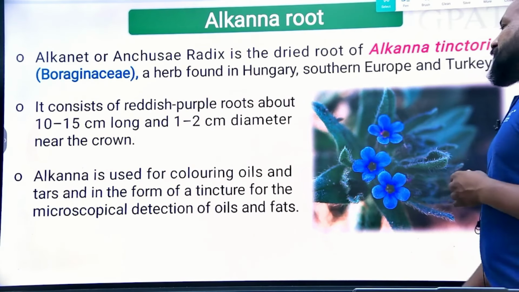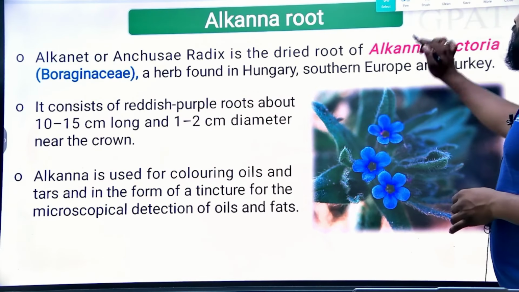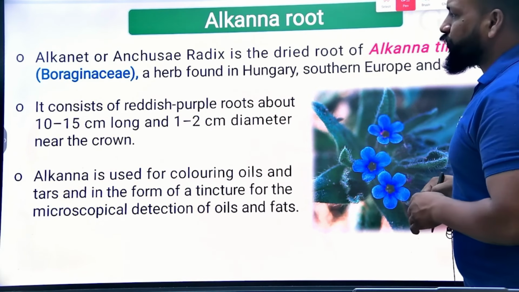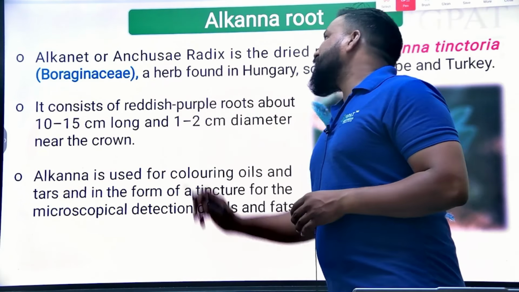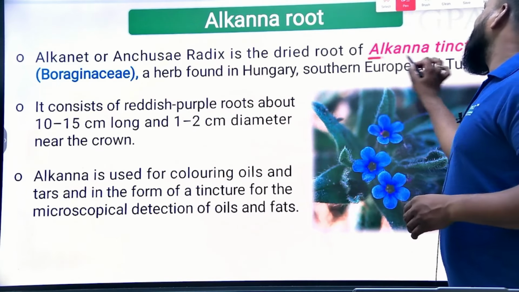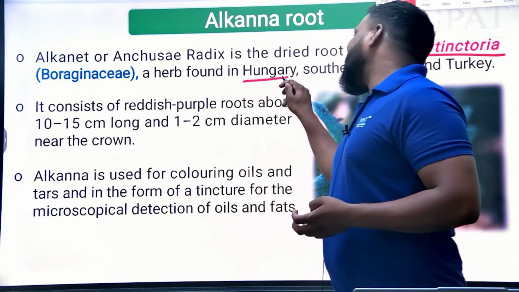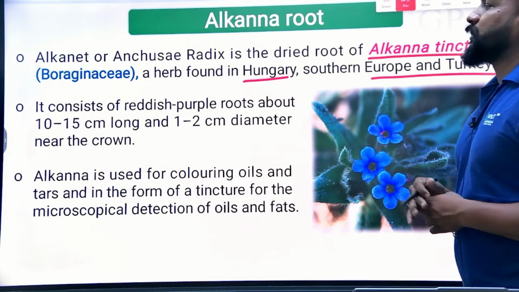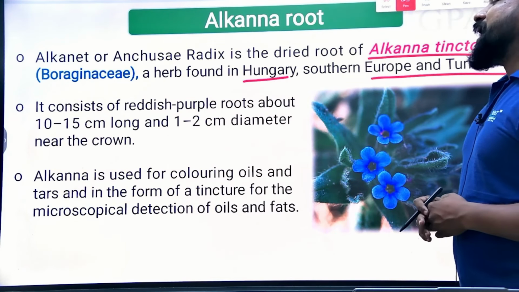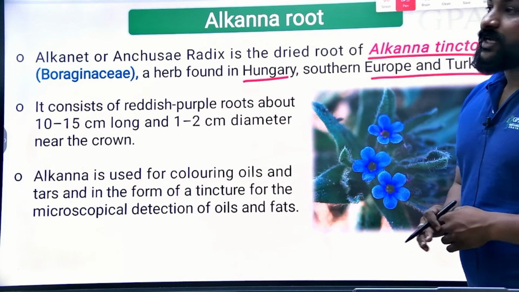This is alkanna root. It is known as alkanet or alkanna root. Alkanna radix is the dry root of Alkanna tinctoria, family Boraginaceae, found in Hungary, southern Europe, and Turkey. And it is mainly used as a tincture.